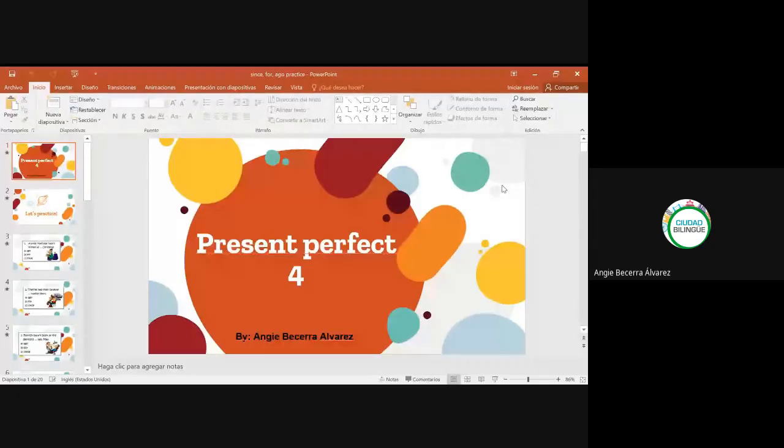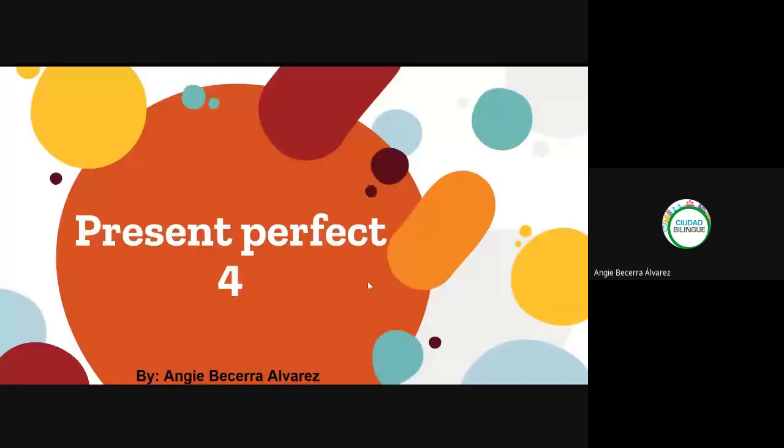Okay, can you see my screen now? Yes, teacher. Okay, perfect. So here we have it. This is the practice of the present perfect part 4, which is since, for, ago, okay? So we are going to have a game.